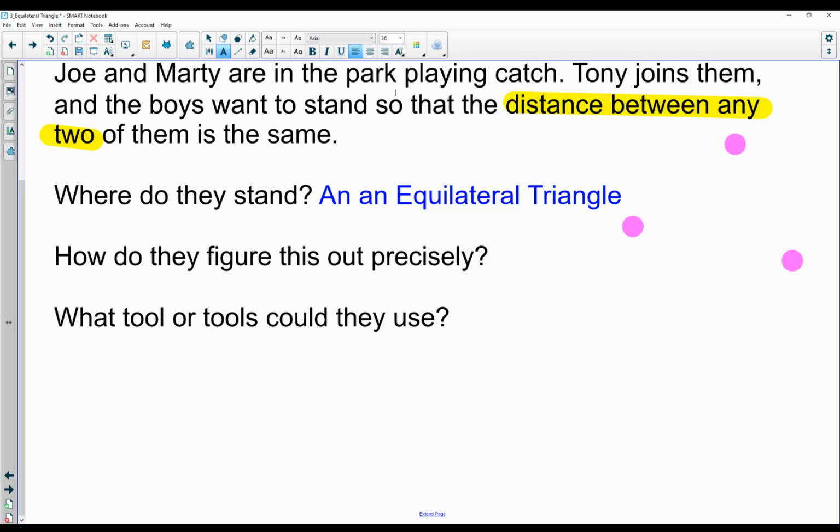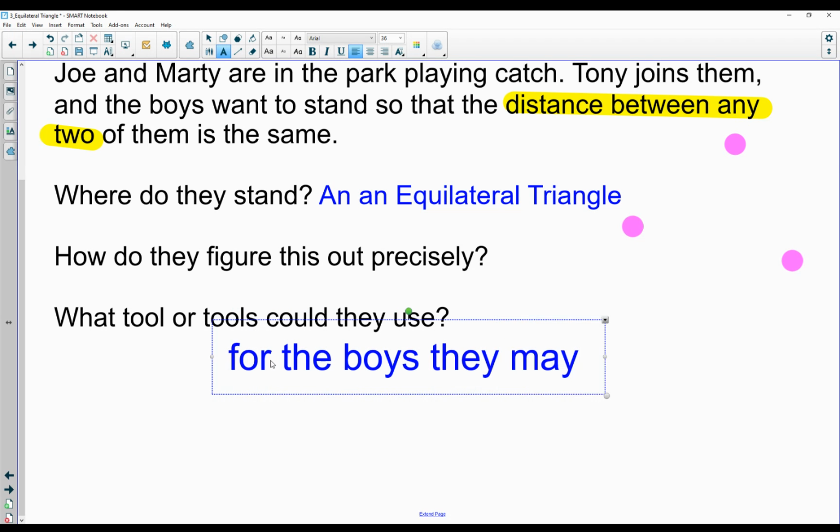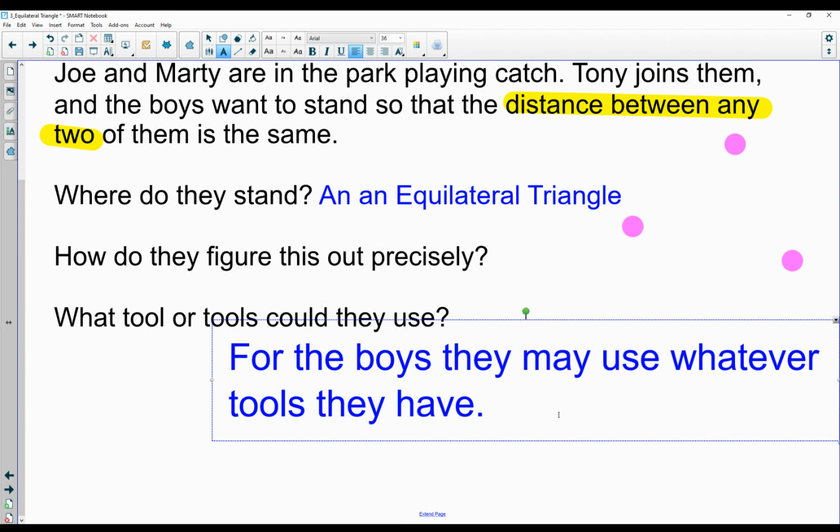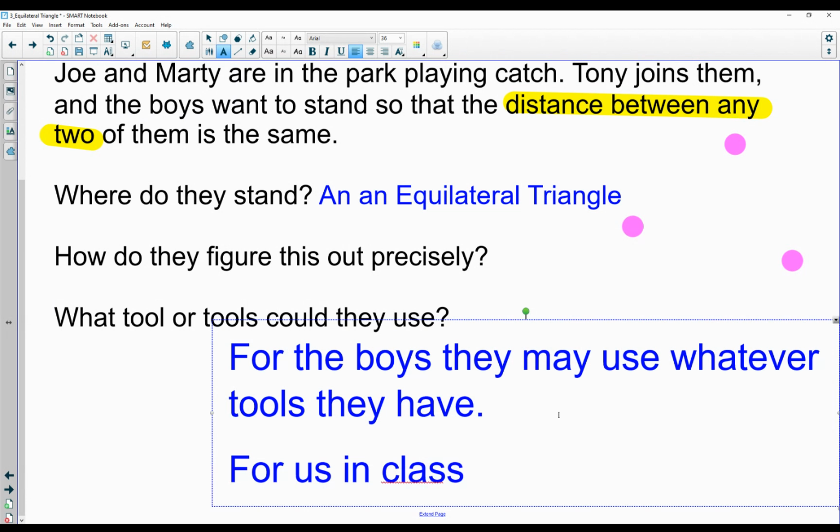So if they're outside and they're actually in real life trying to figure this out, they may use whatever tools they have. But for us in class, we're not going to be stepping on our paper measuring feet that way. We're not going to be taking a ruler and measuring. What we're going to use is our compass and our straight edge.